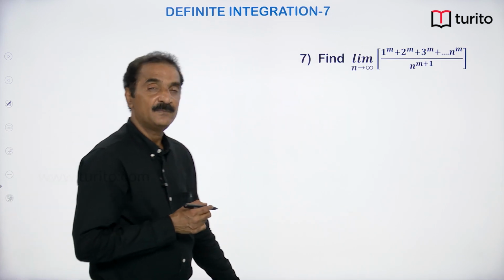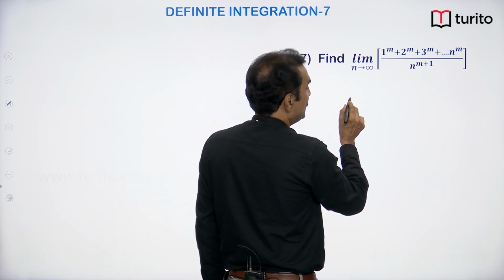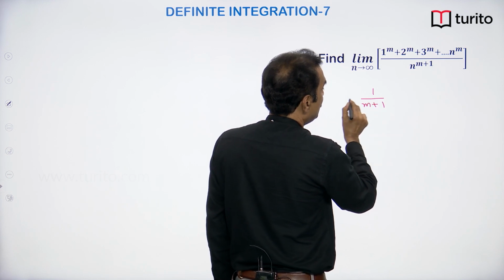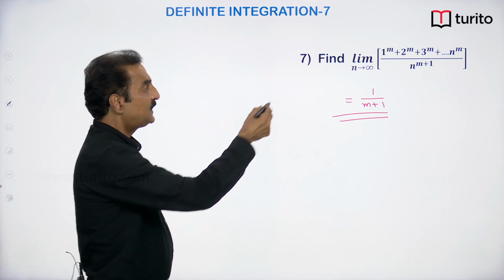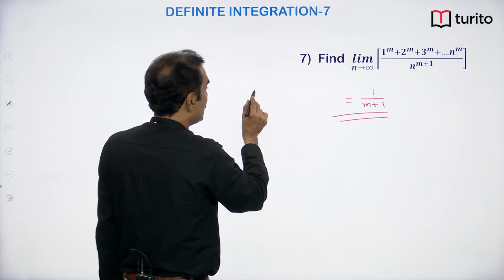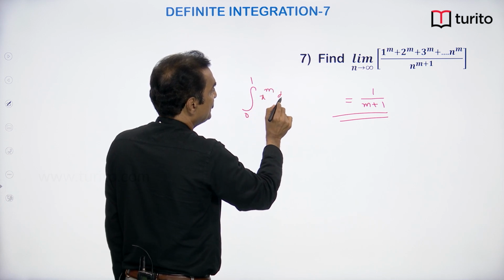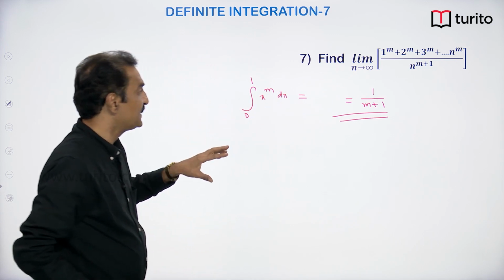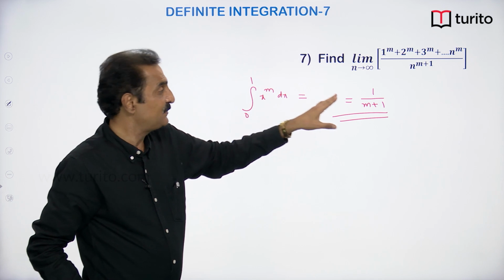Next, the same model. If you convert this into a definite integral and calculate it, you will get 1 by m plus 1. All of you need to remember this as a formula. While converting into a definite integral, it will become this. Its integral is x power m plus 1 by m plus 1, and substituting limits will get 1 by m plus 1.